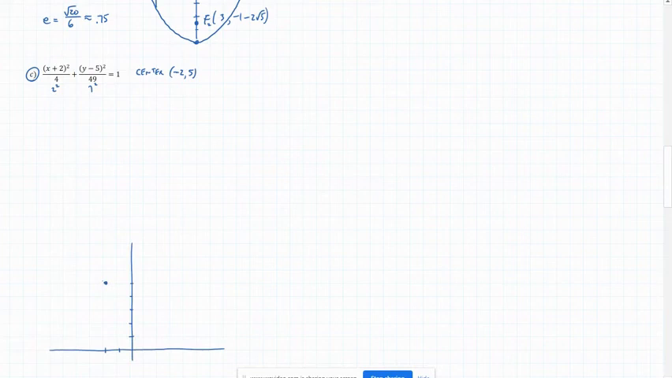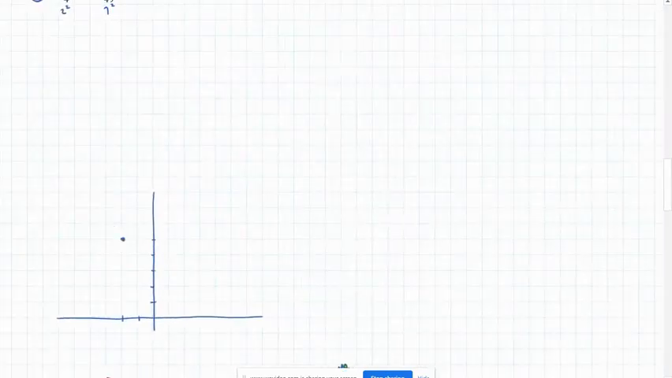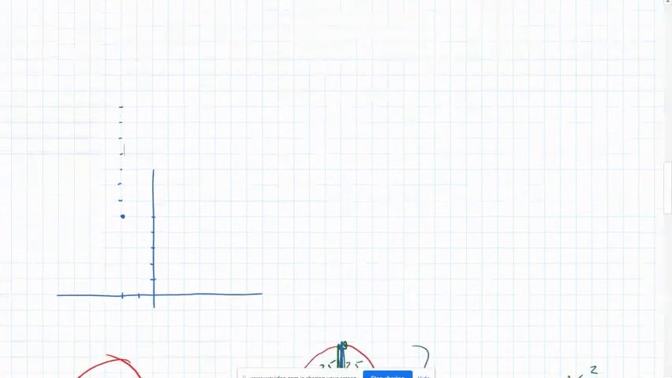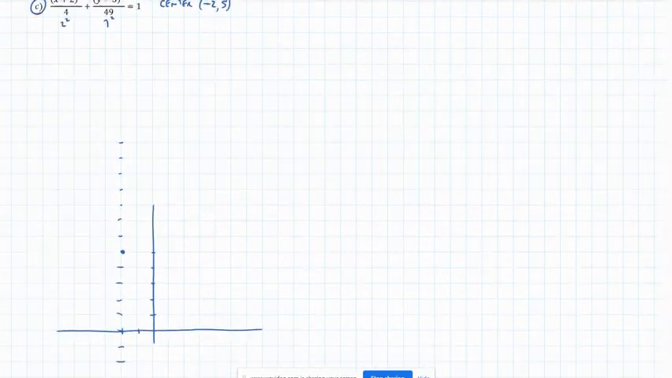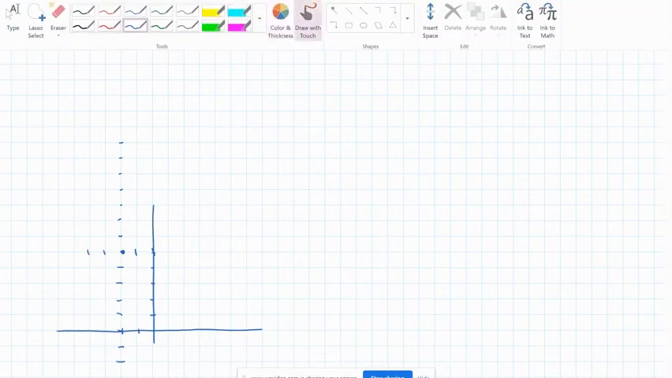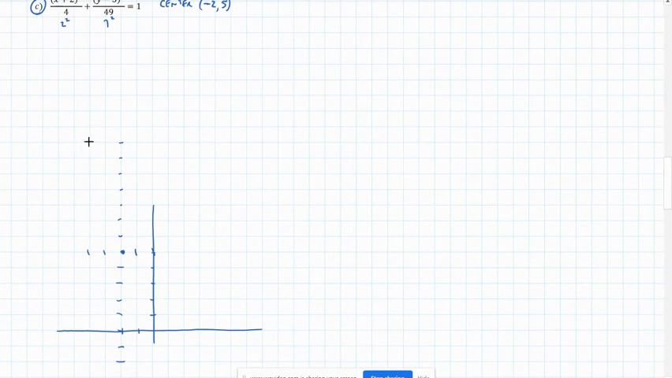And so from this center point, I'm going to go up 7. 1, 2, 3, 4, 5, 6, 7, and down 7. 1, 2, 3, 4, 5, 6, 7. And then in the x direction, we're going to go 2 to the right and 2 to the left. And so our ellipse then is going to look like that.